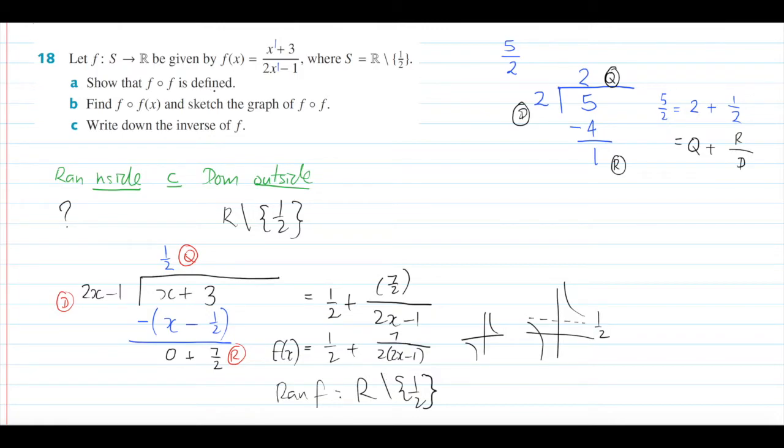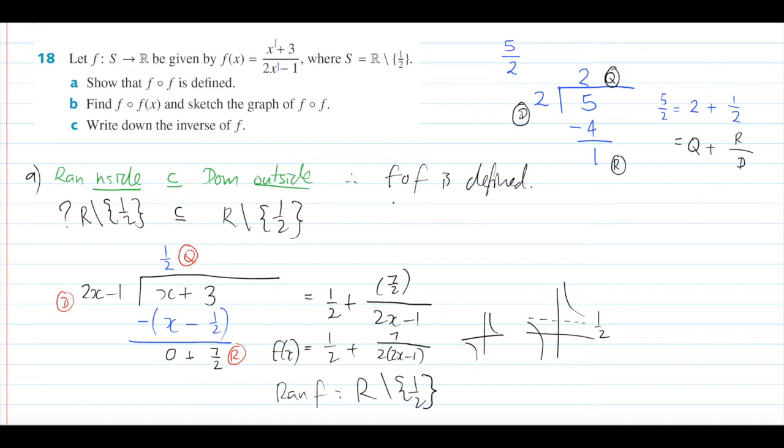Show that f of f is defined. Well, coming back into here, we know domain of f is R except half. Well, what is the range of f, the range of the inside? That's also R except half. And what do we see here? There are indeed, so R except half is indeed a subset of R except half, because they're the same one. So in that case, we have now shown that the range of the inside is a subset of the domain of the outside, and therefore f of f is defined, or it exists. Okay, so guys, that is how you answer question 18a.